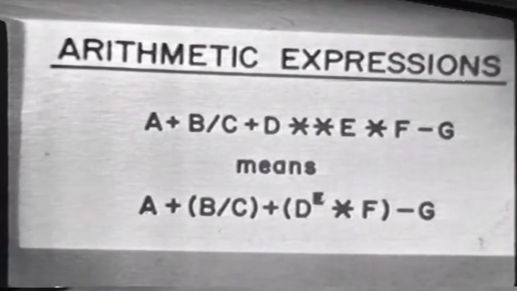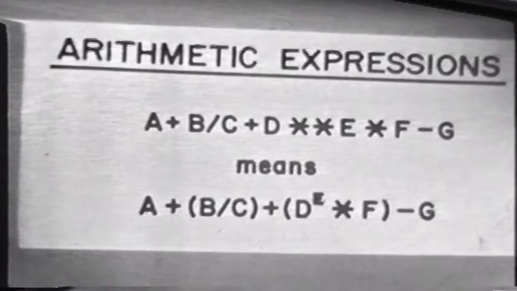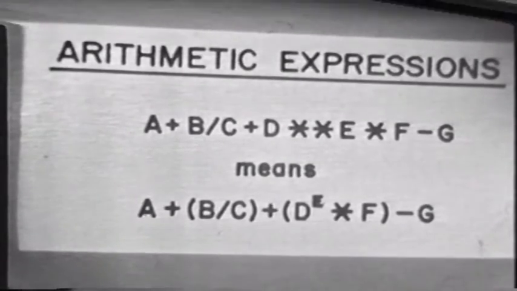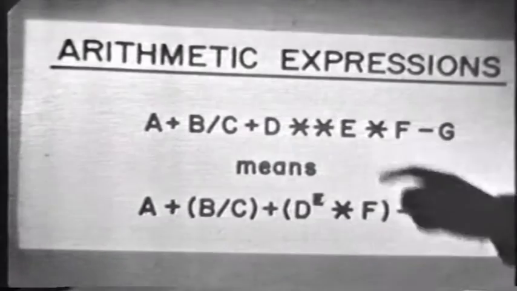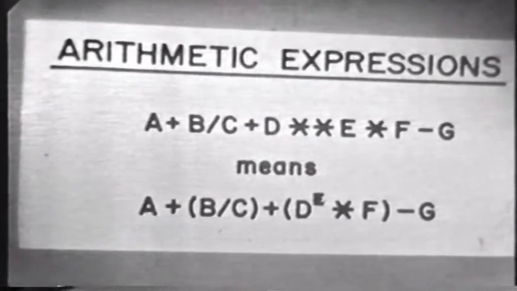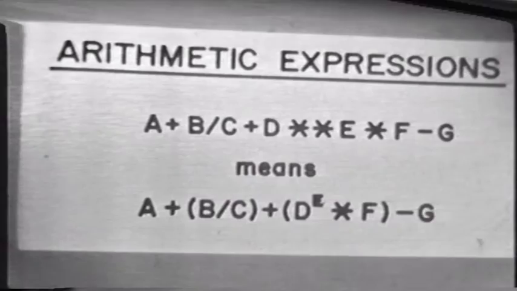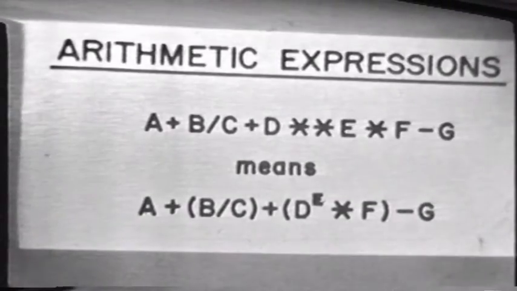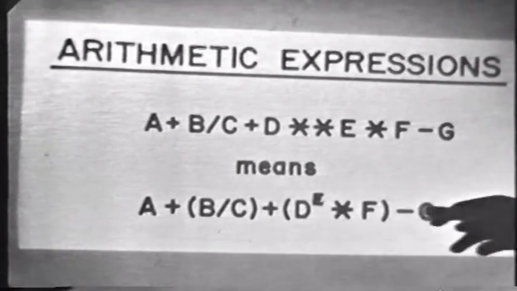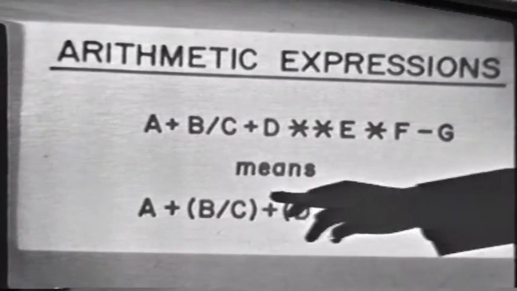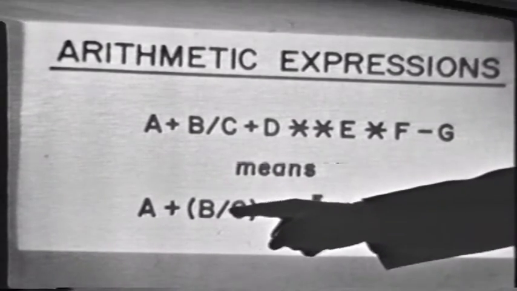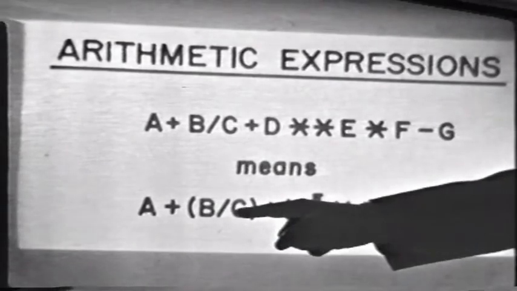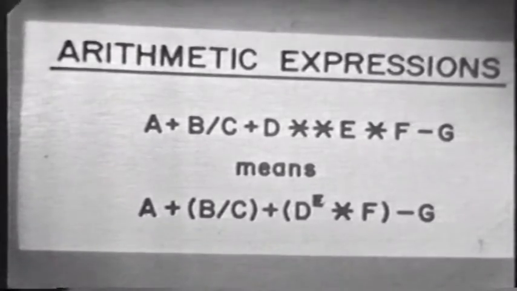Now let's look at an even more complex version of an arithmetic expression. Here we have a sequence of variables being added, divided, multiplied, and we have a double asterisk, which in Fortran means raising a number to a power. So this arithmetic expression in Fortran means this in ordinary algebra, if you remember that the slash stands for division and the asterisk for multiplication.